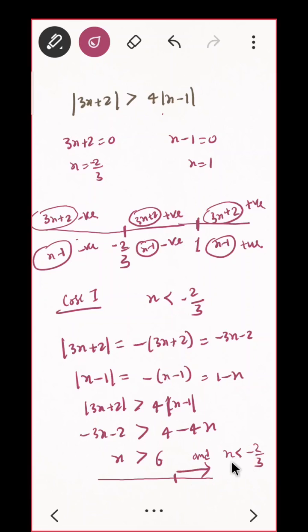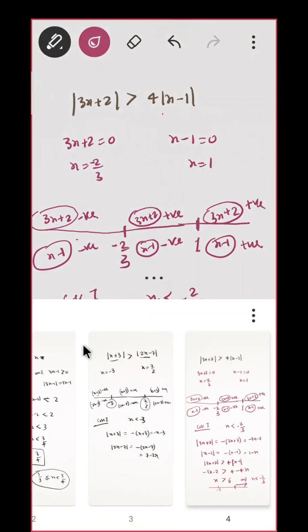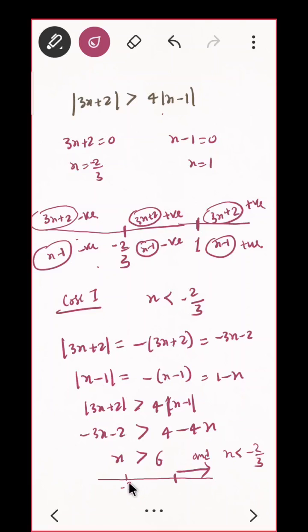Greater than 6 means this guy is saying go there. And what about this guy? Minus 2 by 3. This guy is saying no, just see, that is 2 by 3. This guy is saying go there. What is the common region? And means what, do you know? That is the common region. So what is the solution from here? Do you agree?